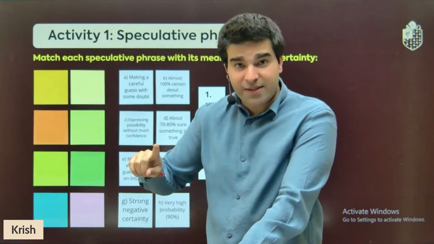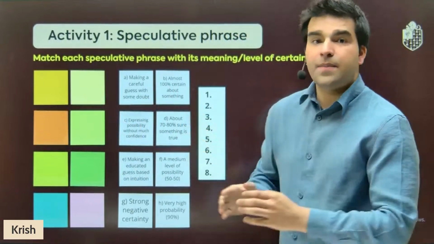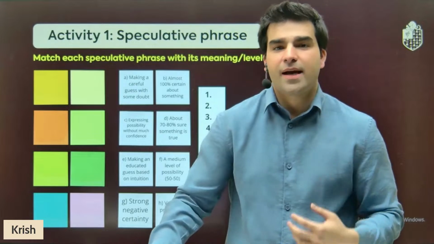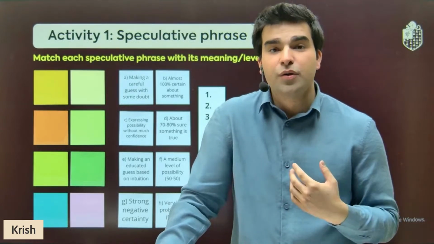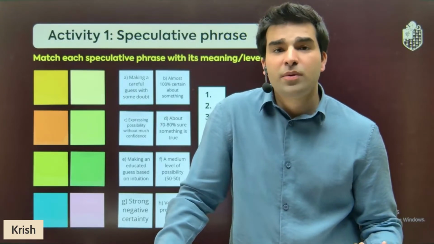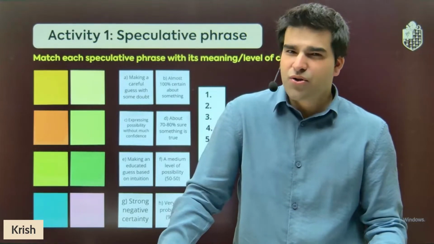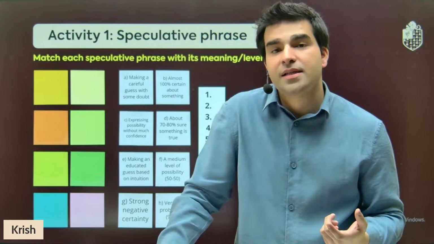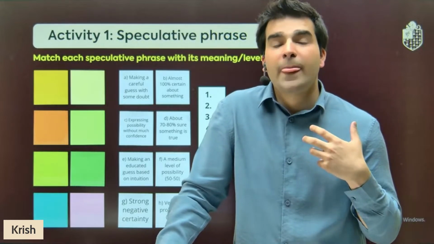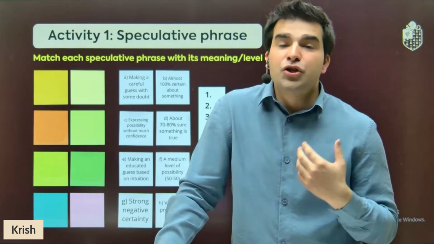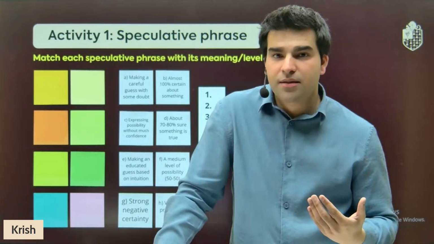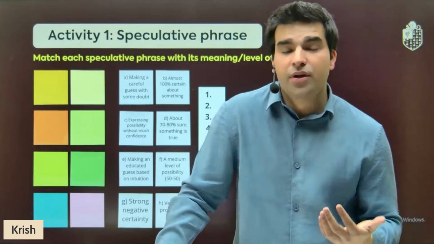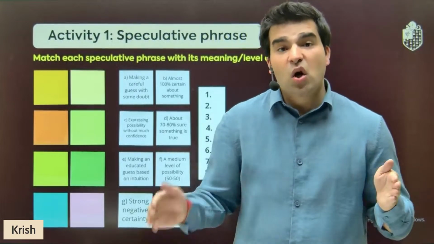You have to match the expression on the right hand side. These expressions are called speculative phrases. For example, if an examiner asks you, so what do you think about global warming? And you're not quite sure what to answer, so you use speculative phrases to buy time, to start framing sentences and at the same time express your opinion. And this is called hedging.